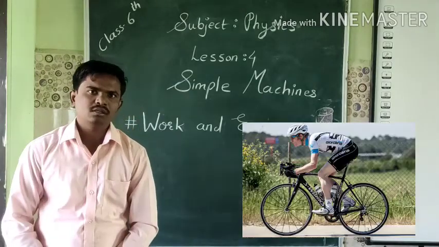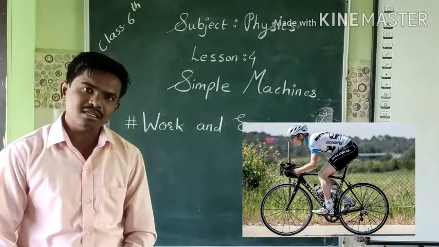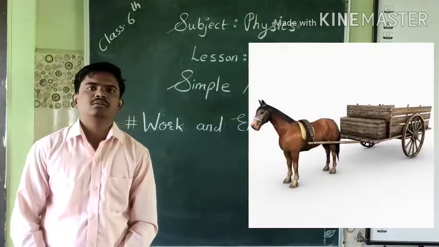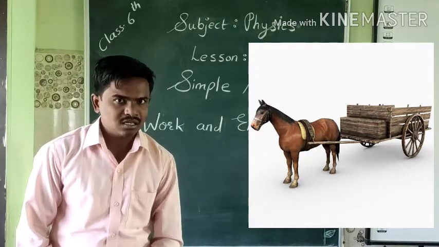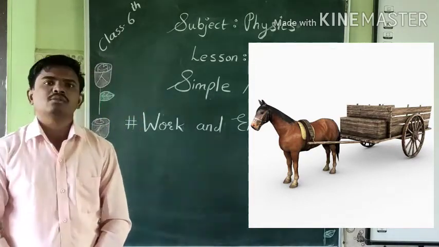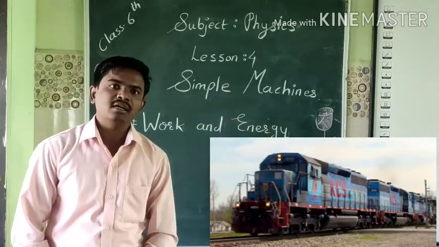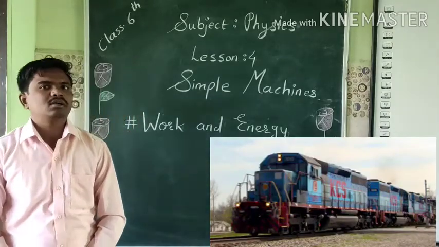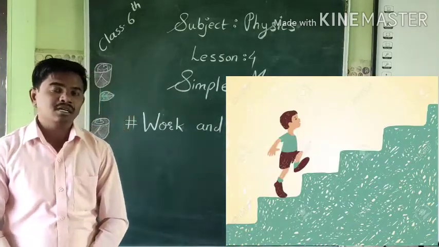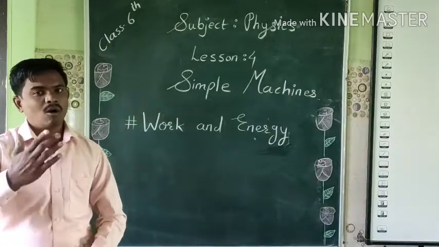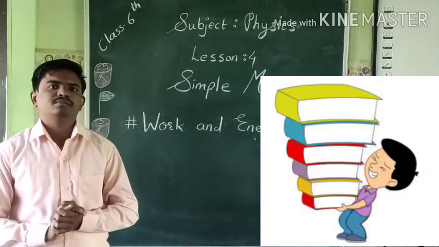For example, a cyclist pedaling a cycle does work. A horse pulling a cart does work. An engine pulling a train does work. A boy going upstairs does work. A boy lifting a book does work.